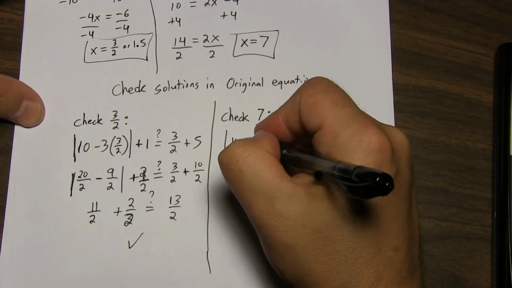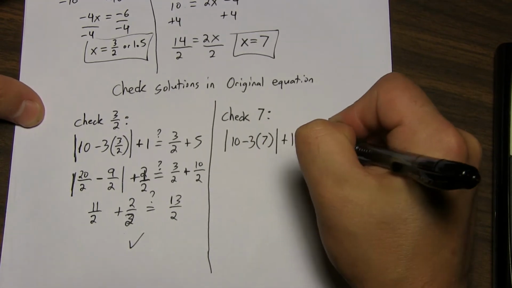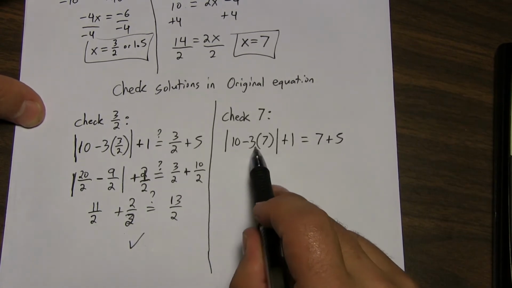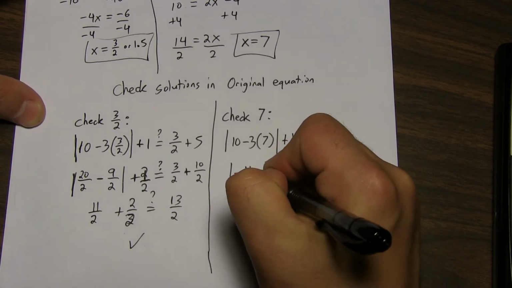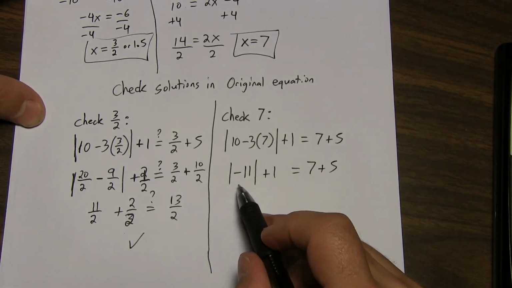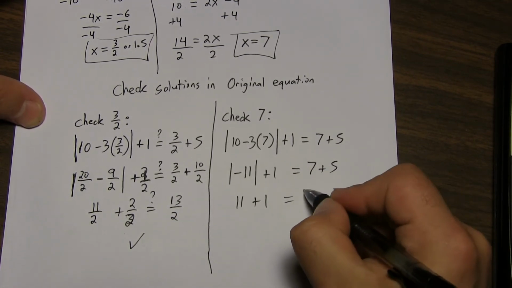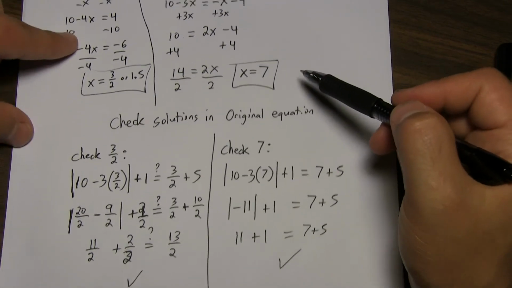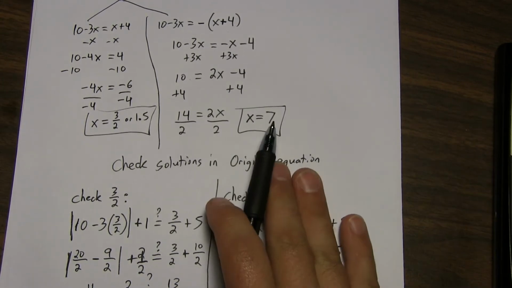Okay, back to the original equation. Everywhere I see an x, I'm plugging in a 7, substituting in a 7. 3 times 7 is 21, so 10 minus 21 would be -11. The absolute value of -11 is 11. And 11 plus 1 is 12, and so is 7 plus 5, so that checks out. These are both solutions. So no extraneous solutions this time. Those are your two solutions, and you're done with that problem.